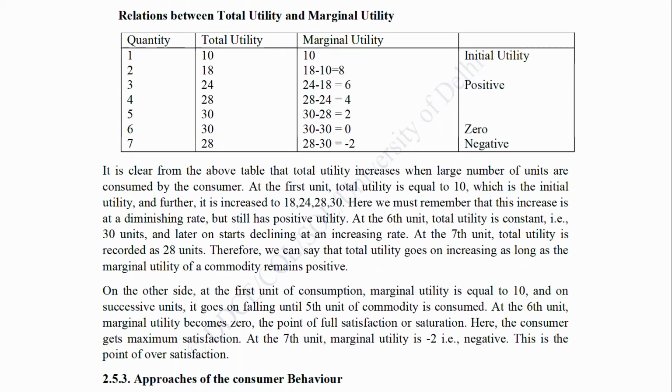It is clear from the table that total utility increases when a large number of units are consumed by the consumer. At the first unit, total utility is equal to 10, which is the initial utility, and further it is increased to 18, 24, 28 and 30. Here we must remember that this increase is at a diminishing rate, but still has positive utility.